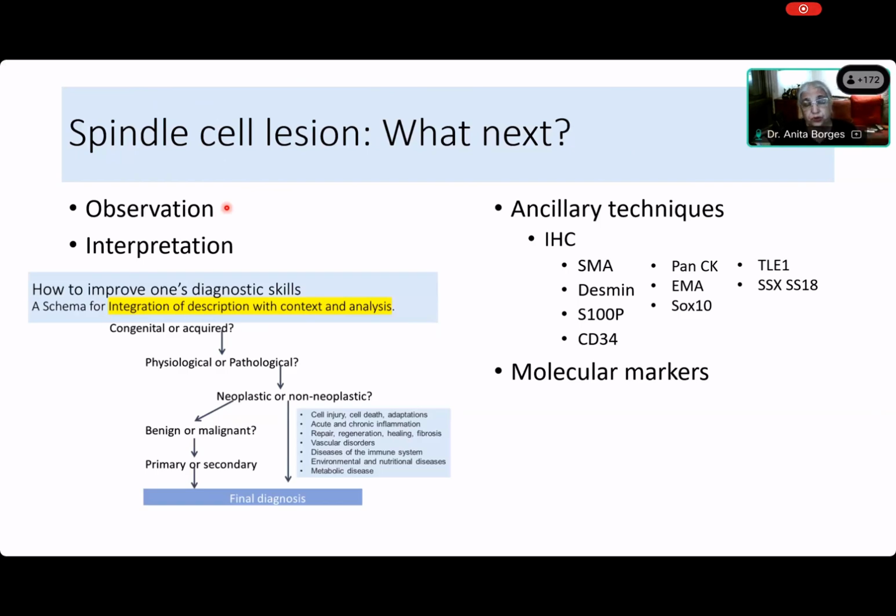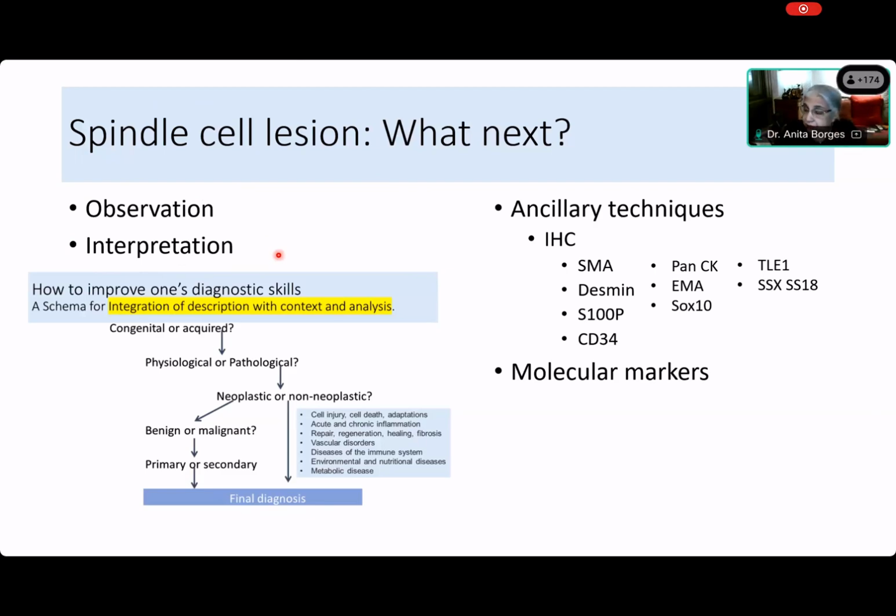Then obviously you have to look for the matrix, because when you're looking at spindle cells, you are thinking in terms of a mesenchymal lesion. Everything that's a spindle cell is not necessarily mesenchymal, but that is the most common thing. So mesenchymal, and if it is mesenchymal, we are talking about stroma, we are talking about matrix. So you make your observations. Based on those observations, you make an interpretation of what you are seeing. You see the pattern, you see it's parallel, you say I'm seeing a fascicle, or I'm seeing a palisade, or I'm seeing whatever else, a sheath. These are all interpretations made on the basis of observations.